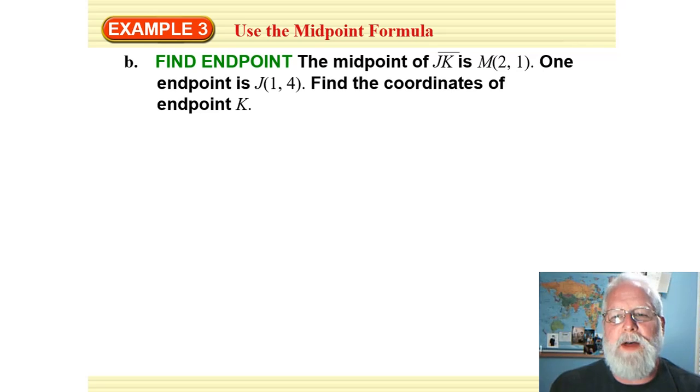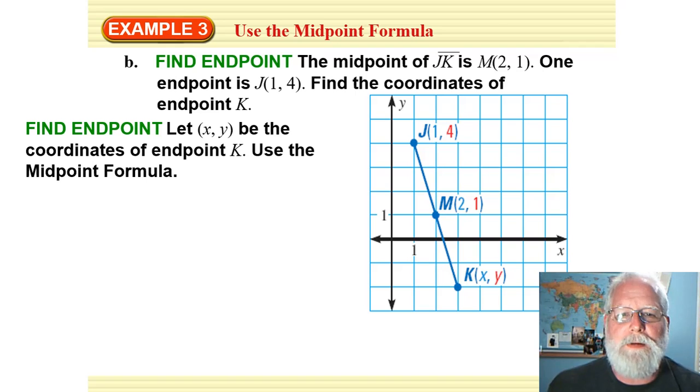And they want us to find this endpoint K, because you can see the line segment JK. All right, so here's a little sketch of that. You can see we have the end and we have the mid, and we need to find the other end. Now, using the formula, all we've got to do is break it apart into x's and y's and then plug in what we know. In this case, we know what the x value of the midpoint is. So if I go ahead and set that up, the x value of the midpoint is 2.